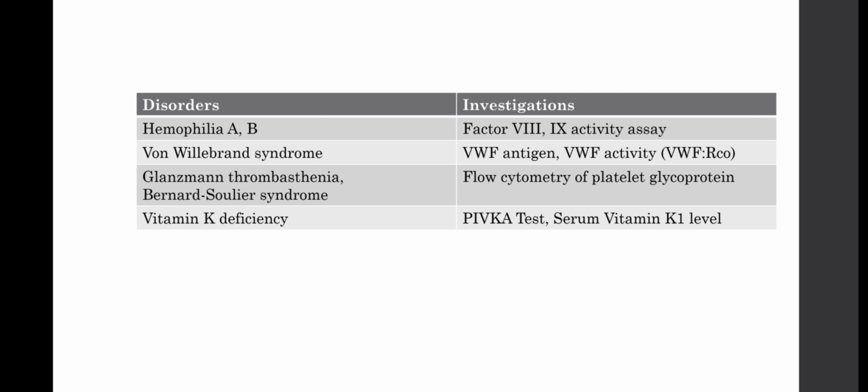Now the specific investigations in specific disorders. If we suspect the patient has a problem of factor 8 or factor 9 due to hemophilia, then we do the factor 8 and factor 9 activity assessment. It is very important: activity assessment, not the amount assessment. If the factor 8 activity is decreased, then it is hemophilia A. If factor 9 activity is decreased, it is hemophilia B.